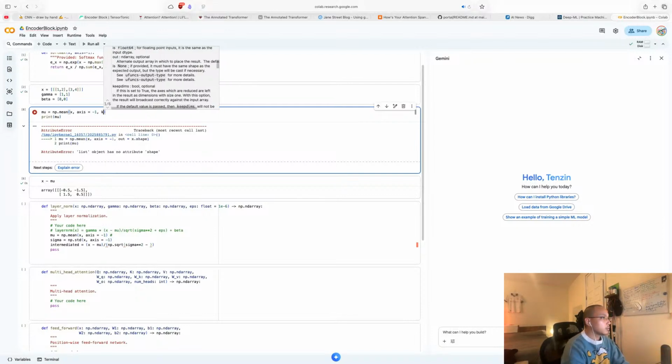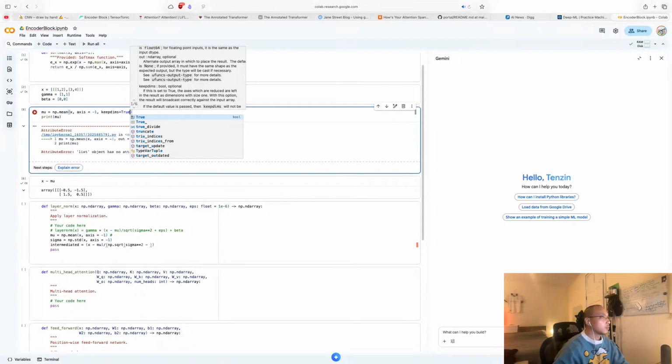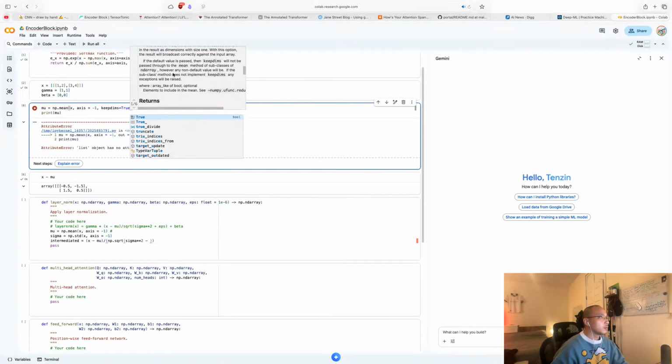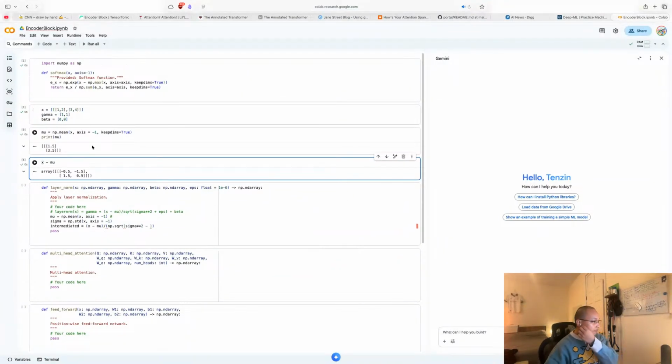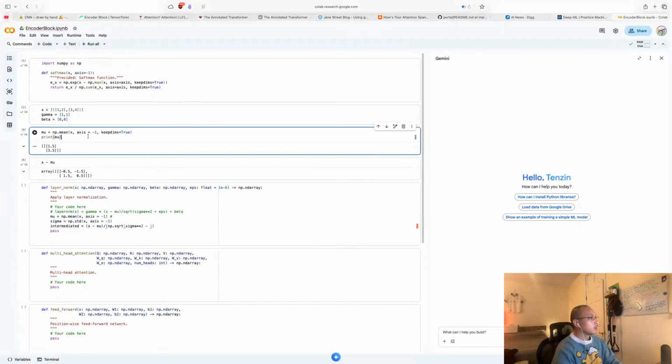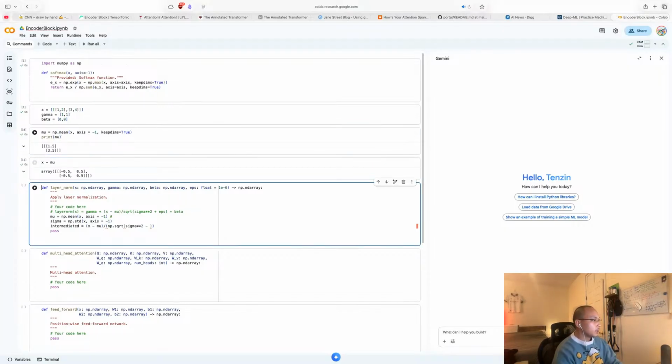I think there was this keepdims equals true. Yeah, and then print mu, x minus mu. It looks like what it should, which is 3 minus 3.5 equals negative 0.5, 4 minus, okay.